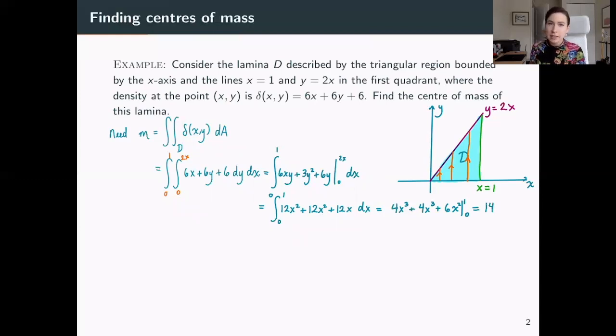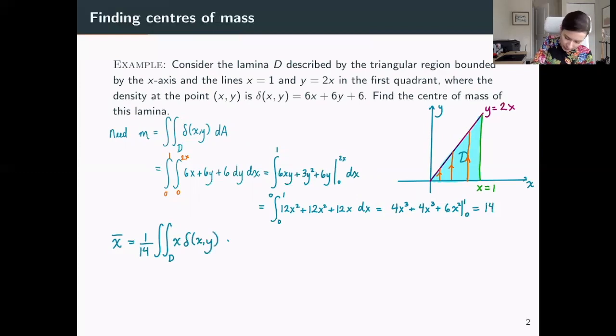Evaluating this integral gives us a final value of 14 for the mass of this lamina given this density function. Now that we have the mass of the lamina, we can figure out what the x moment and y moment happen to be. So we've got our x bar is going to be equal to 1 over 14 times the double integral over the region D of x delta of x comma y dA.